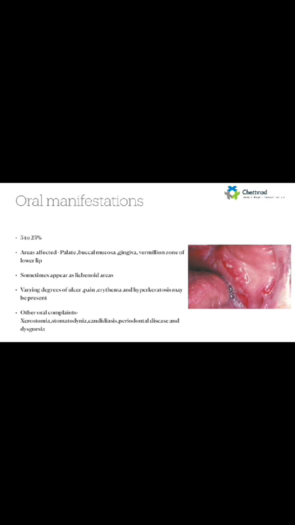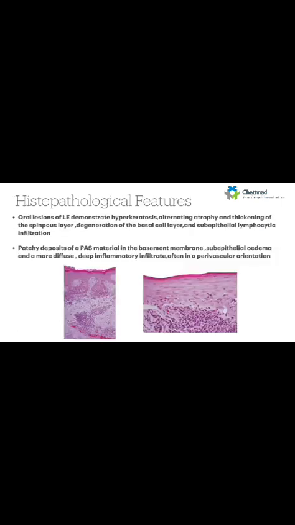The oral manifestation: 5 to 25% of cases show oral manifestation. The areas affected are the palate, buccal mucosa, gingiva, and vermilion zone of the lower lip. Sometimes they appear as lichenoid areas. There can be varying degrees of ulcer, pain, erythema, and hyperkeratosis. Other chief complaints are xerostomia, stomatodynia, candidiasis, periodontal disease, and dysgeusia.